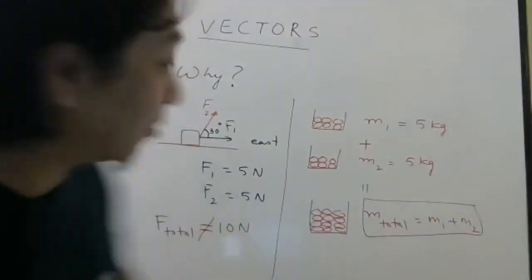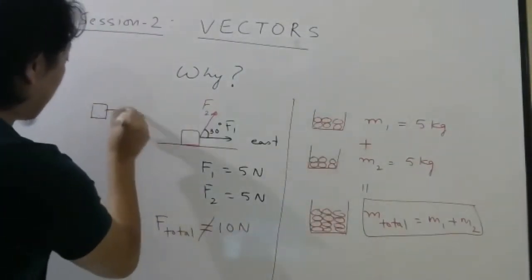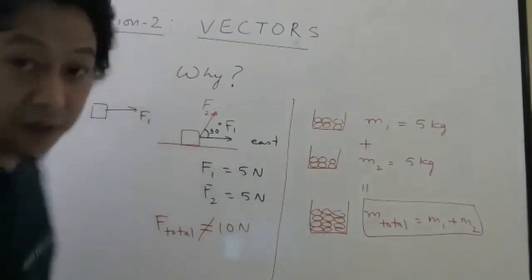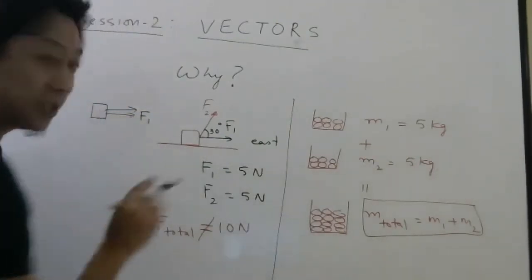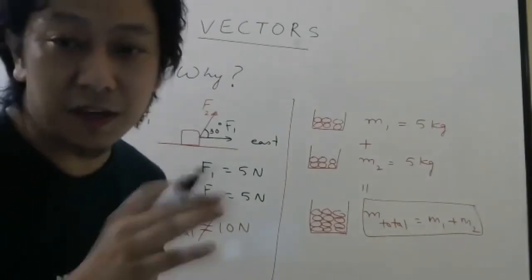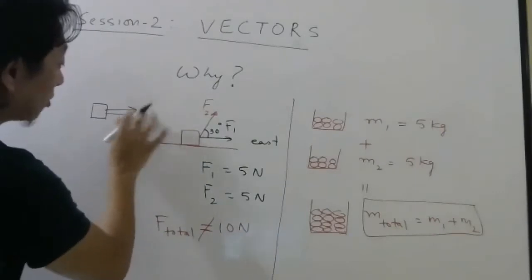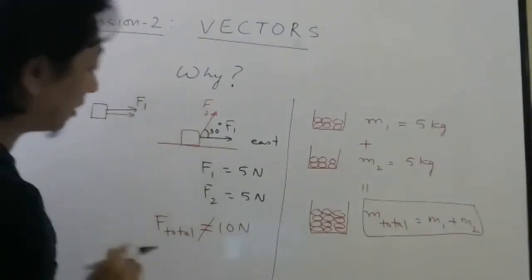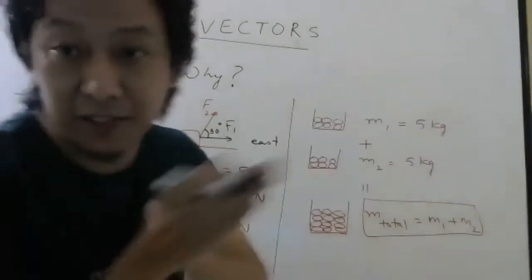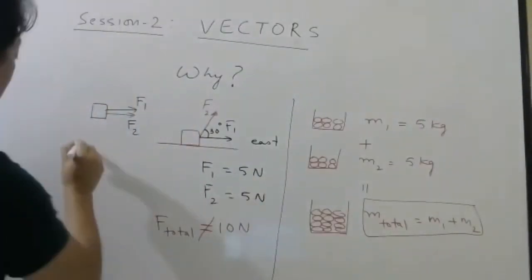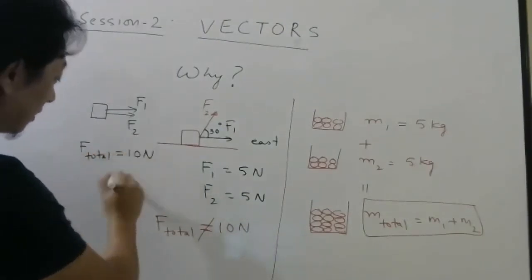It would be 10 Newton if I applied a force of 5 Newton in this direction, and you also applied force in the same direction. Please concentrate right now. Later when I ask questions, you can answer. Suppose I apply 5 Newton, and you also apply 5 Newton in the same direction. Then the total force is 10 Newton. In this case, you are right.